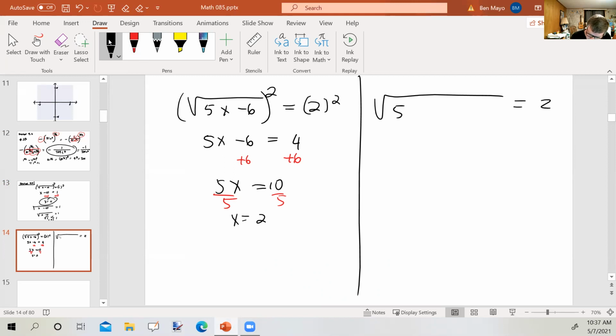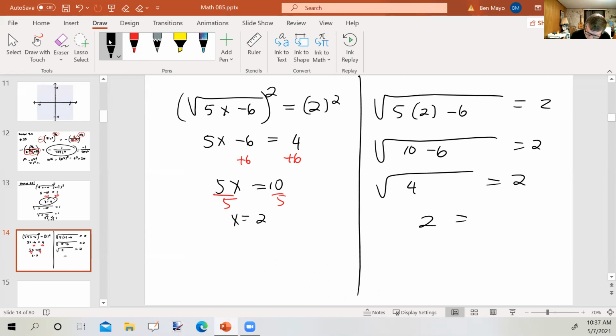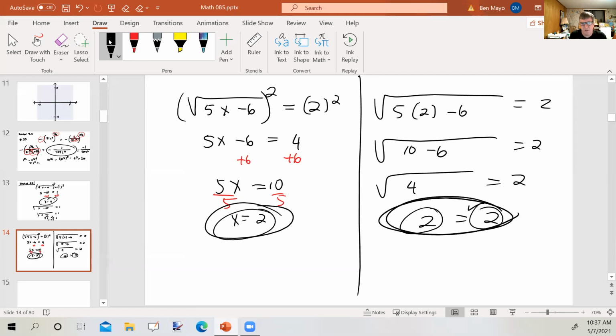Let's see. 5 times 2 minus 6. Okay. 5 times 2 is 10. 10 minus 6 is 4. The square root of 4 is 2. 2 equals 2. It checks. So our solution is correct. Now, I happen to get the same number here that I got here, but that doesn't always happen. Basically, what I'm looking for here is a true statement. A number equals itself. But in this case, the solution is 2, and it is correct.